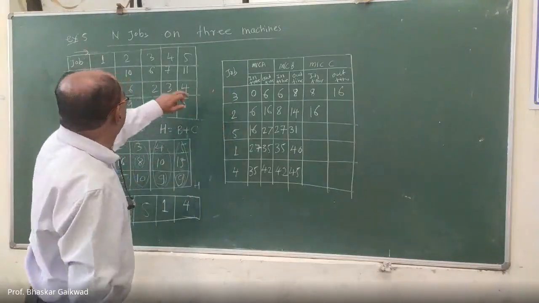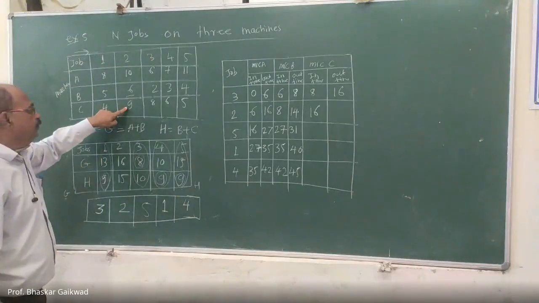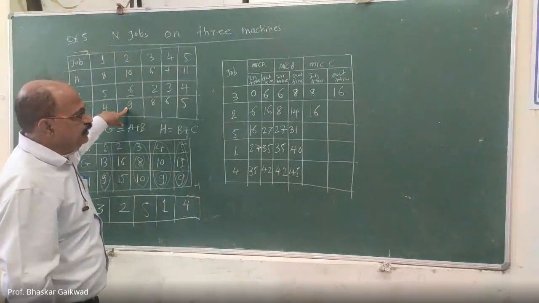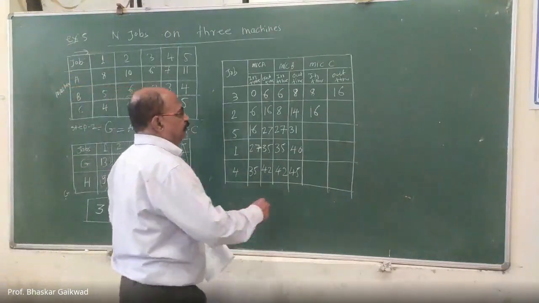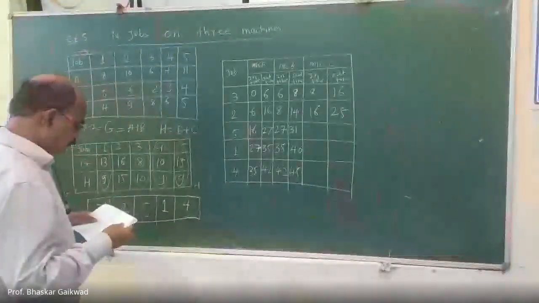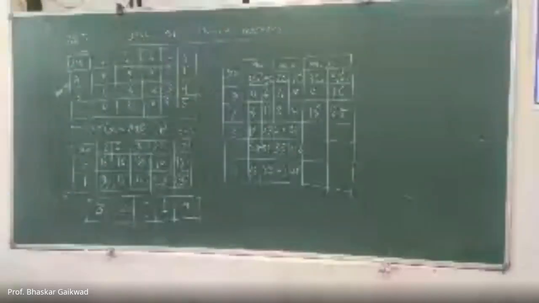So job number 2, machine C. 16 plus 9, how much is that? 25. So here you can write 25. Now 25 is there. Is there any problem?